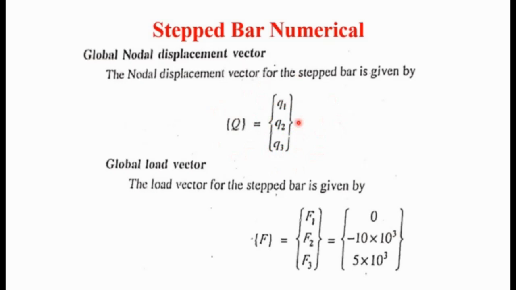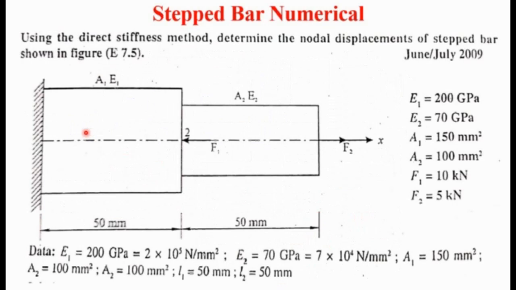Next, the global load vector. The loads F1, F2 and F3 are the loads at nodes 1, 2 and 3 respectively: F1 is the load acting at node 1, F2 at node 2, and F3 at node 3. The value of F1 is 0 here, because there is no force acting at node 1.